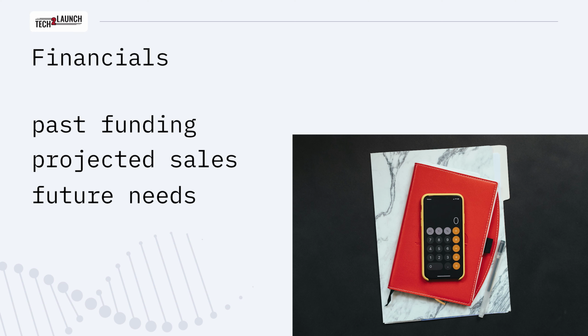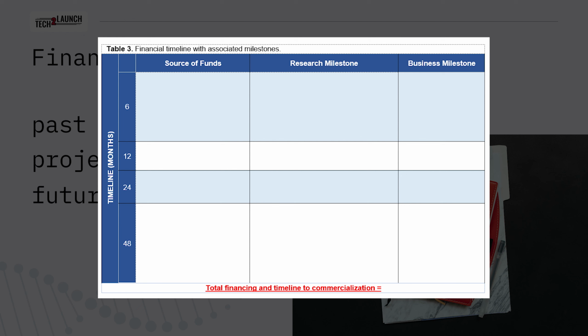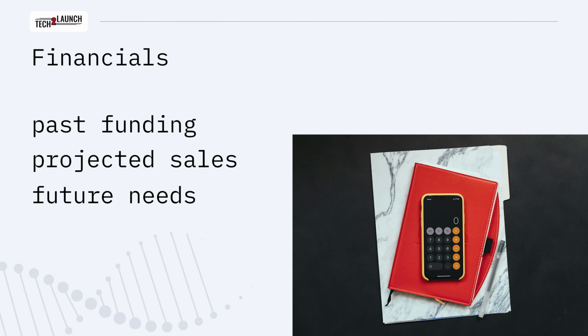For example, you need $1 million for FDA submission or $500,000 for manufacturing. Use a milestone table to tie funds to outcomes. Investors hate hype. Be realistic and specific to build trust.